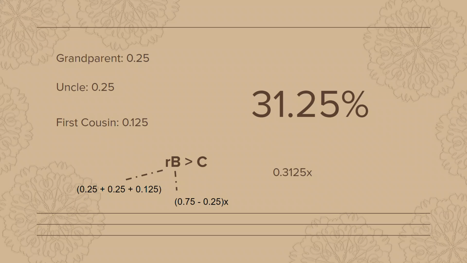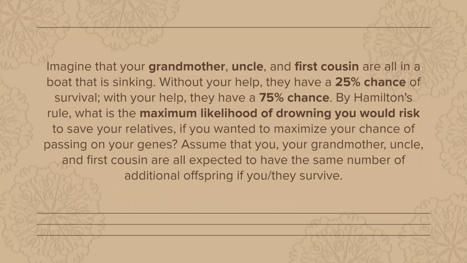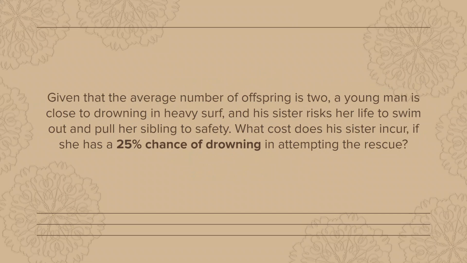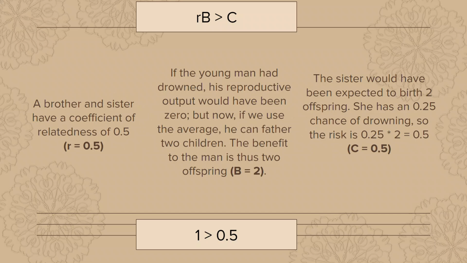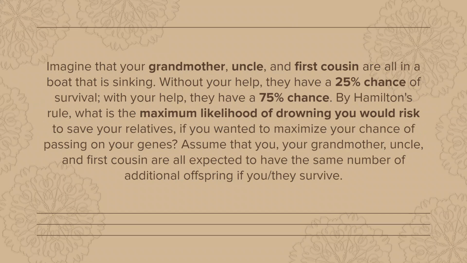Now, what's different from this problem and the other problem is that this problem asks you to find the greatest possible risk. In other words, it's asking us to again compare risk and benefit, but it's not asking us to, well, let's take a look at the other problem. It's not asking us to take a look at the cost. In the previous question, the cost we saw was 0.5, right? Because the sister would have been expected to birth two offspring, and she has a 0.25 chance of drowning. So that would have been 0.5.